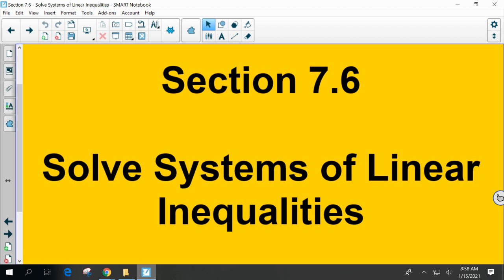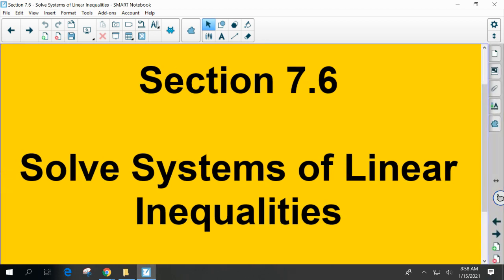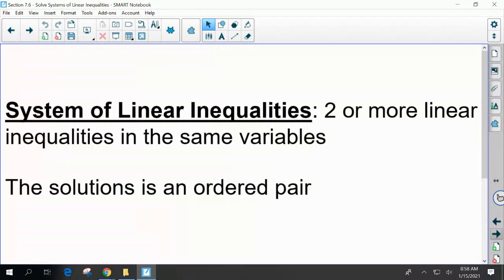So we are solving systems of linear inequalities. This adds to what we did before when we graphed inequalities, except this time we are going to have a system of inequalities to graph on the same graph. A system of linear inequalities is two or more linear inequalities in the same variables, and the solution is an ordered pair, just like the solution of two linear lines.